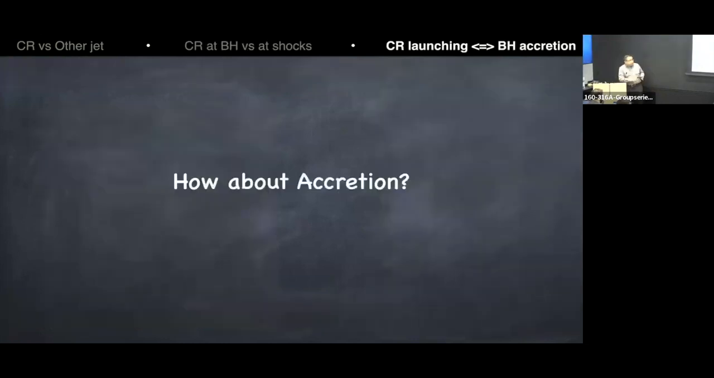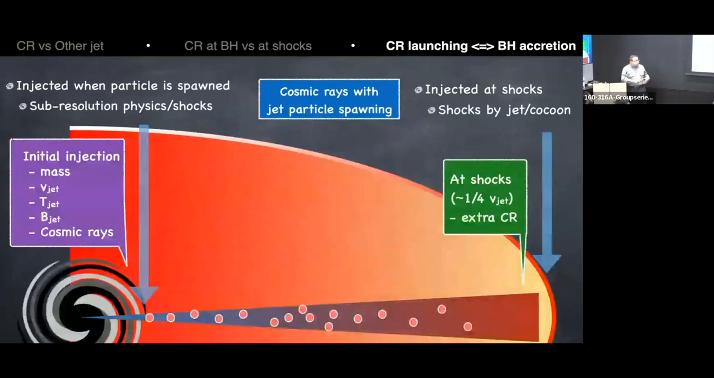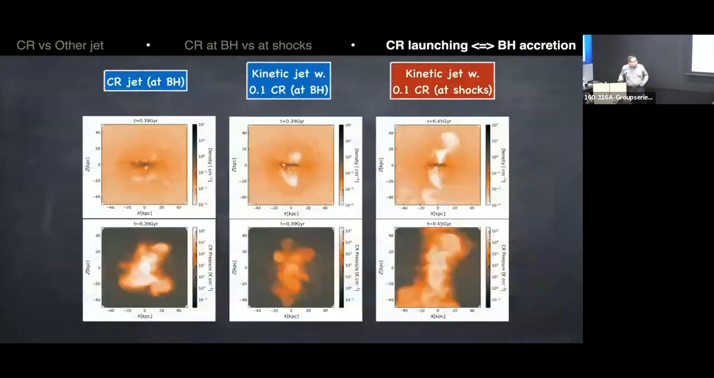So far I only talked about the constant energy flux jet. So how about when we turn on accretion? How does accretion couple with different ways of injecting cosmic ray? It turns out that the different way of injecting cosmic ray actually matters even more when you turn on accretion. So again, there are two categorical models: inject cosmic ray at the black hole vicinity versus at a larger scale shock front. But now we turn on gravitational torque accretion, and this is the resulting profile.